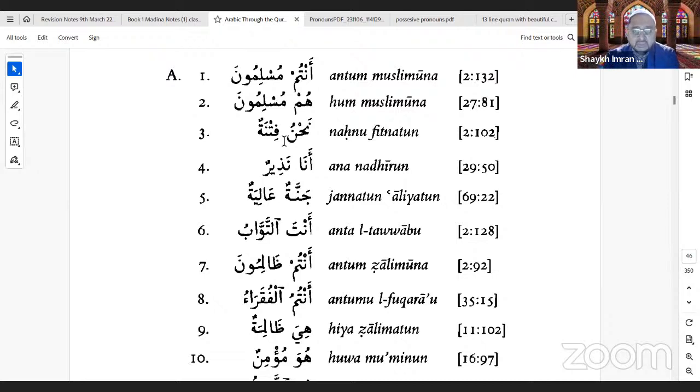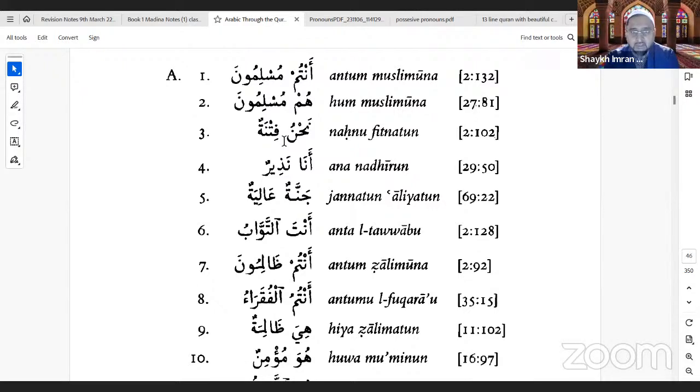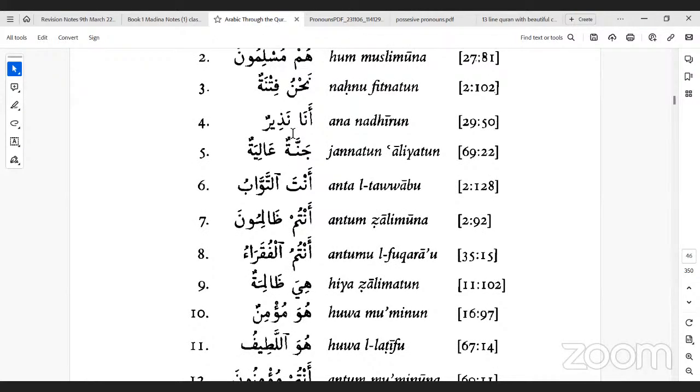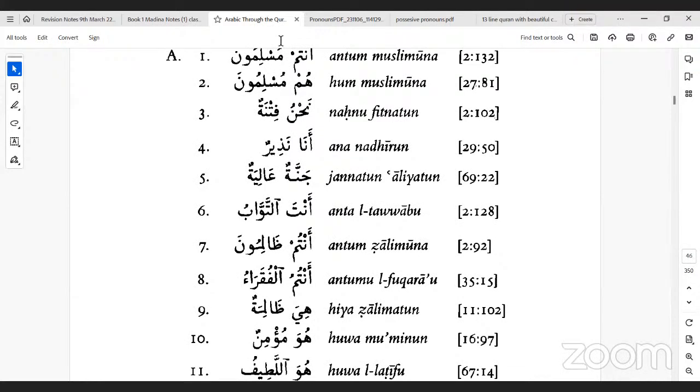Now, how would you change nahnu fitnatun? Nahnu is we. What would be the singular? How would you say I am a trial or tribulation itself? Ana fitnatun. Correct. And the next one, Ana nadhirun. What does that mean? Nadhirun means a warner. So Ana nadhirun, I am a warner.